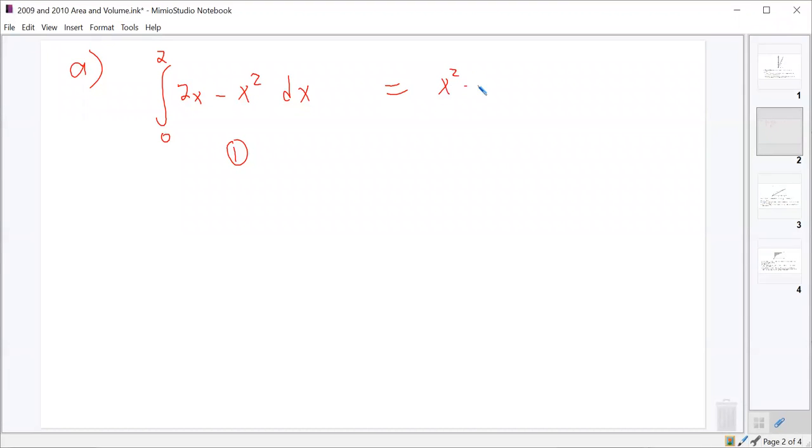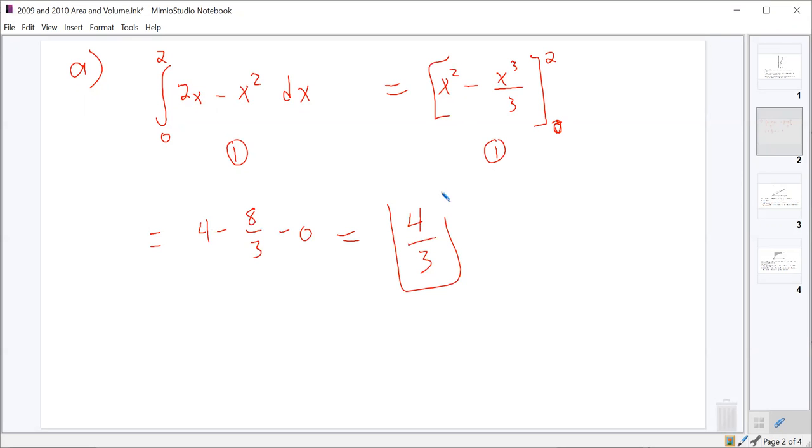So x squared minus x cubed over 3 from 0 to 2. And if you did that, that's another point. And then lastly, you needed to evaluate that. So 4 minus 8/3 minus the 0 should be 12/3 minus 8/3 or 4/3. And so getting that was the third point. So part A was, I hope, pretty straightforward. Should be an easy 3 points there, yeah?